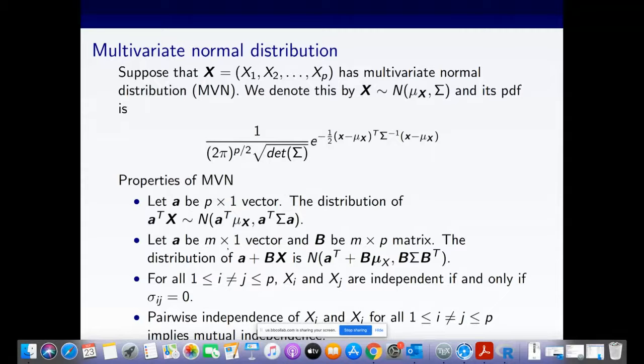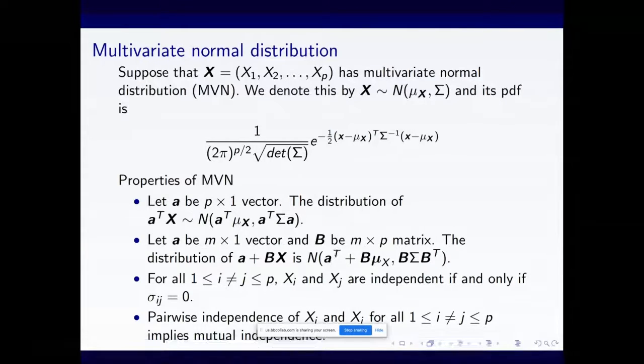Let's say A is an m times 1 vector and B is an m times p matrix. Then the distribution of A plus Bx is a normal distribution with mean A plus B times mu x, and variance B times sigma B transpose. There should be no transpose on A. As we saw before, A plus Bx has mean A plus B times mu x and variance B times sigma B transpose.